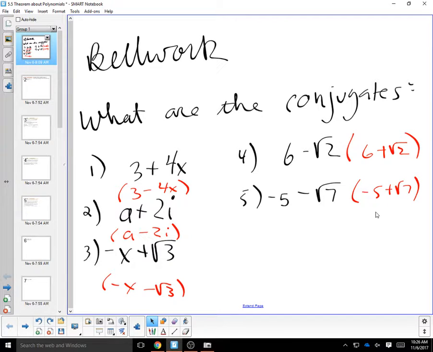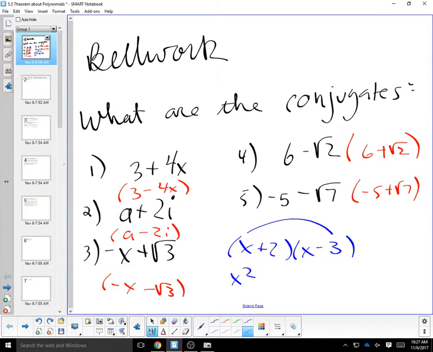So, you guys good with conjugates? All right. Now, what makes conjugates special? Do you remember what happens when you FOIL them out? The middle part goes away. Let me show you what I mean. Let's say we had x plus 2 and x minus 3. Obviously, those are not conjugates. If I FOIL this out, this would give me x squared. The outside and inside would be negative 3 plus 2, giving me a negative x. And finally, I would get negative 6. See how there's a middle part here? With conjugates, that middle part goes away.